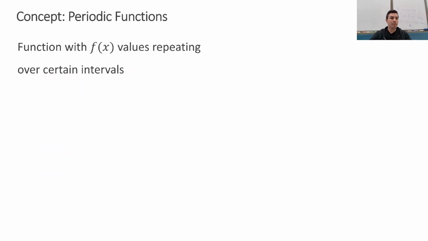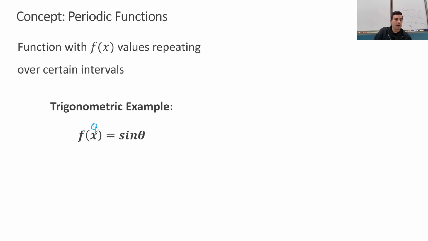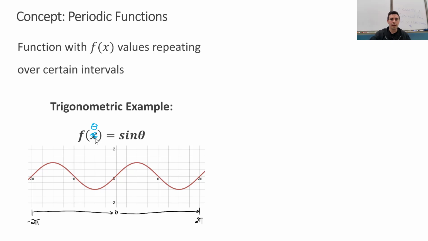Okay, now let's take a look at our periodic functions. A periodic function is just a function with function values that repeat over certain intervals. Now, the interval length, we're going to call the period, and we'll take a look at that here in a second. But let's take a look at some examples. The first one, we'll go ahead and graph a trigonometric function, let's say sine of theta. f of theta equals sine theta.